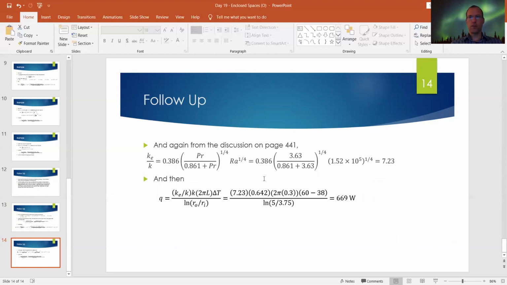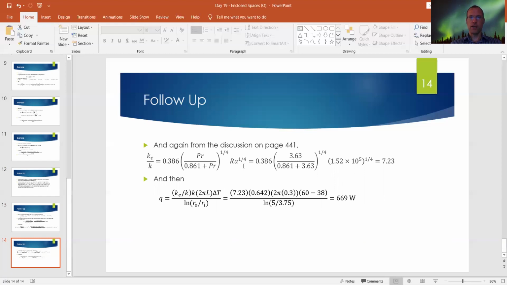And in this case, again, I want to look up what equation to use for this scenario. On page 441, it says use this equation for k_e over k, which again is a Nusselt number. So that's 0.386 Prandtl number over 0.861 plus Prandtl number, that whole thing to the 1/4 power, times your Rayleigh number to the 1/4 power.